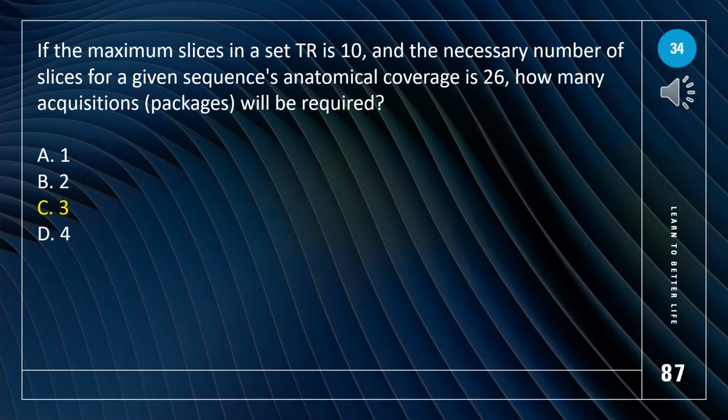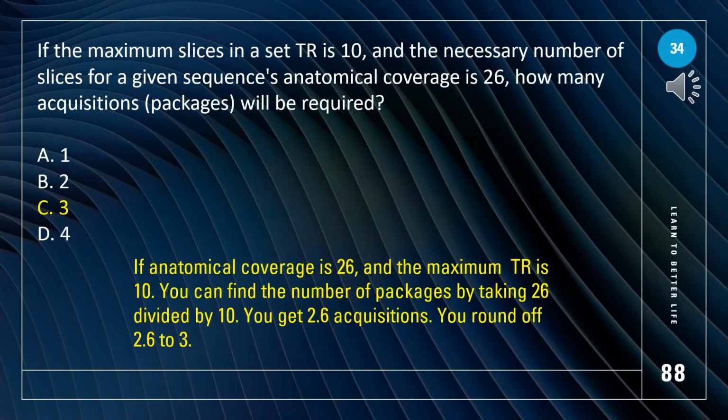The answer is 3. How do you get that? If anatomical coverage is 26, and the maximum slices per TR is 10, you can find the number of packages by taking 26 divided by 10. You get 2.6 acquisitions. You round off 2.6 to 3.